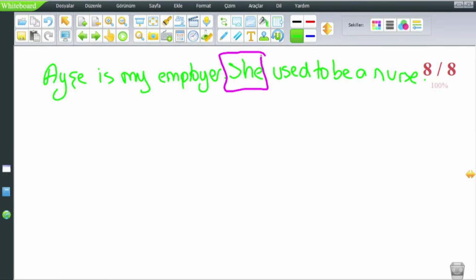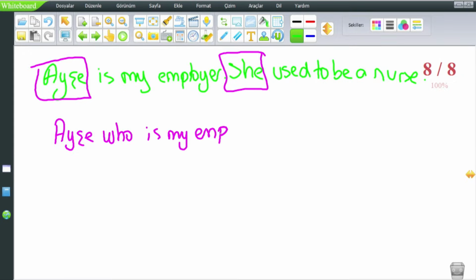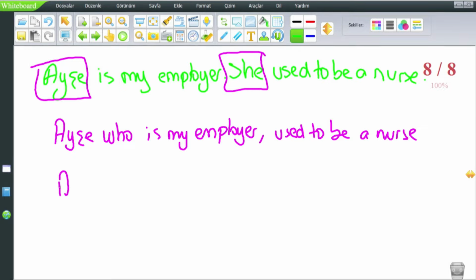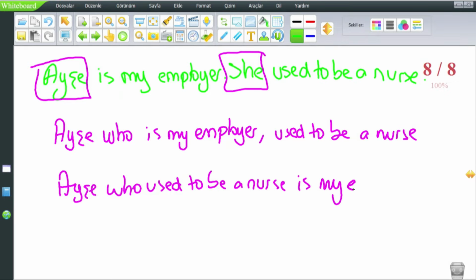Again, our subjects are the same in the two sentences, so I will unite them in one sentence using the relative pronoun, which is who. Who is my employer used to be a nurse. Or if I want to focus on that she is my employer, I would write it like this. Ayşe, who used to be a nurse, is my employer. I could also write it like that.